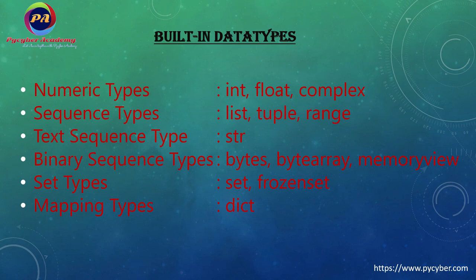In the sequence types, there are list, tuple, and range. In the text sequence type, there is str, that is a string. In the binary sequence types, there are bytes, bytearray, and memoryview. In the set types, there are two data types, set and frozenset. And in the mapping types, there is dict. All these are built-in data types in Python. Let's see them one by one and try to understand how they work.